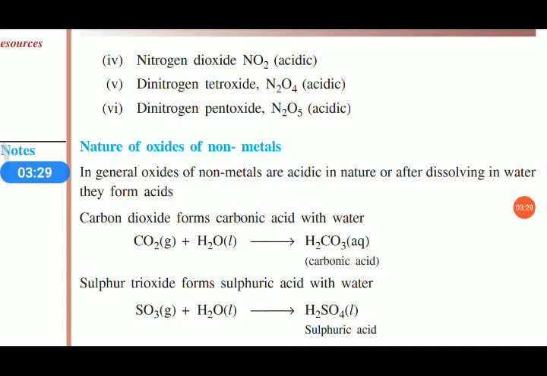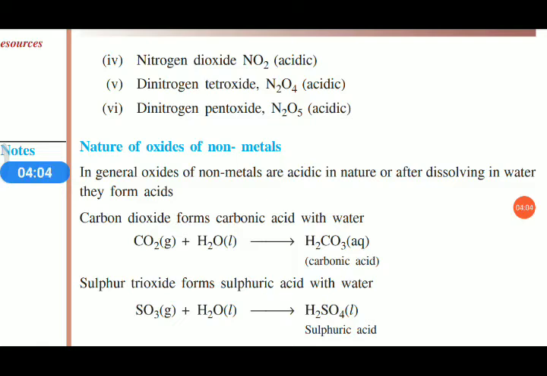Nature of oxides of non-metals. Oxides of non-metals are acidic in nature. After dissolving in water, they form acids. For example, carbon dioxide reacts with water. Carbon dioxide mixed with water produces carbonic acid, H2CO3. In our soft drinks, soda, Pepsi, Coca-Cola, etc., we mix carbon dioxide with water.